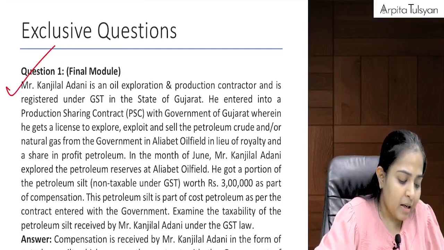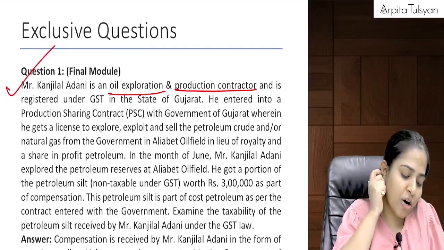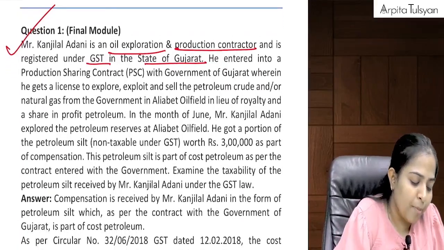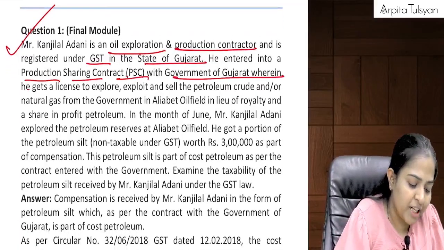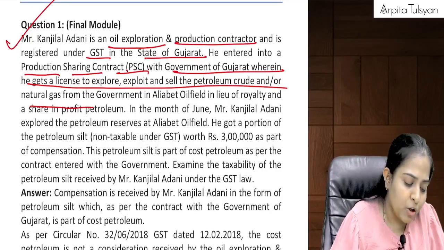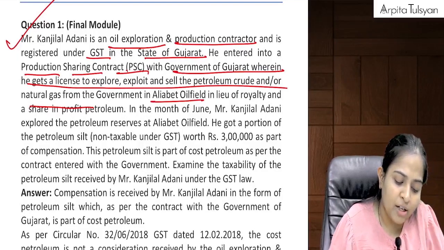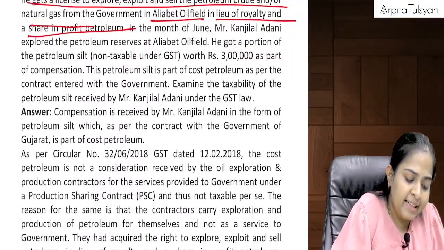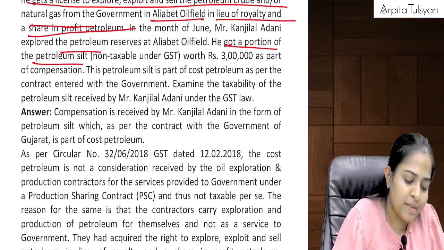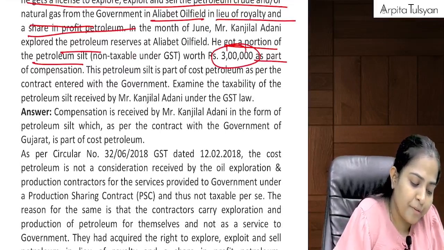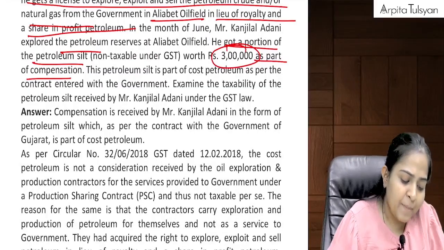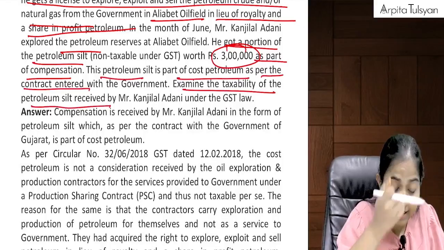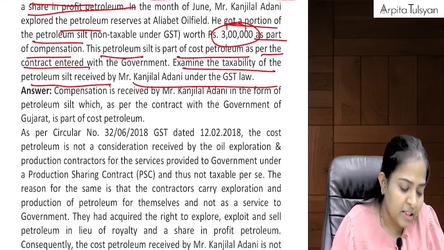Mr. Kanjilal Adani is an oil exploration and production contractor and is registered under GST in the state of Gujarat. He entered into a production sharing contract with the government of Gujarat wherein he has got the license to do the exploration in Aliabet oil field in lieu of royalty and share in profit petroleum. In the month of June, he did the exploration, he got a portion of petroleum silt worth rupees 3 lakh as a part of compensation. This petroleum silt is a part of cost petroleum as per the contract. Examine the taxability of petroleum silt received by Mr. Kanchilal Adani under the GST law.